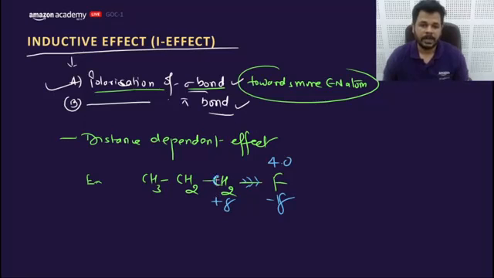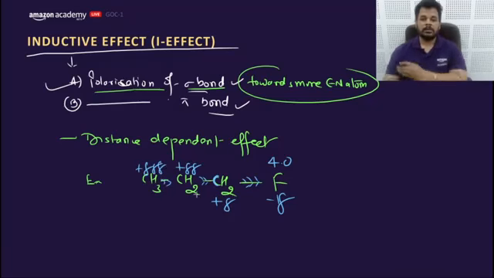Now this carbon is electron deficient. It will look for electrons from carbon 2, which again makes it partially positive.